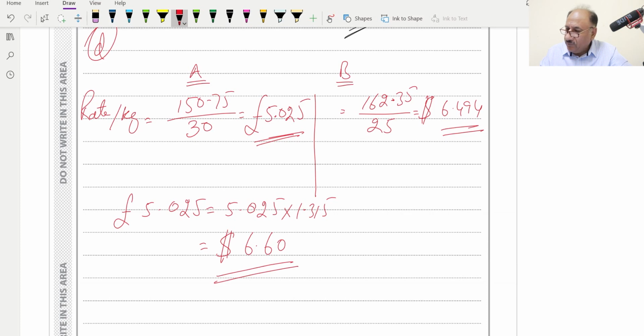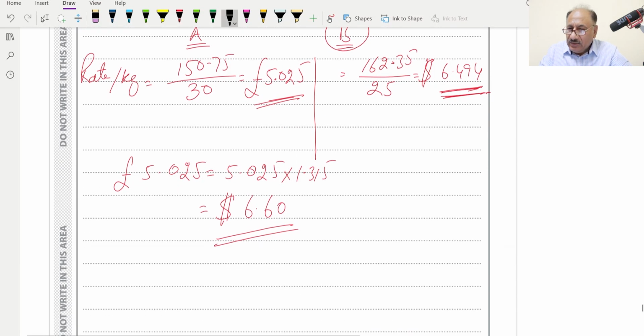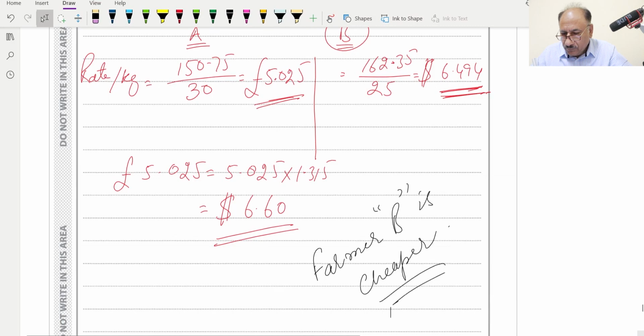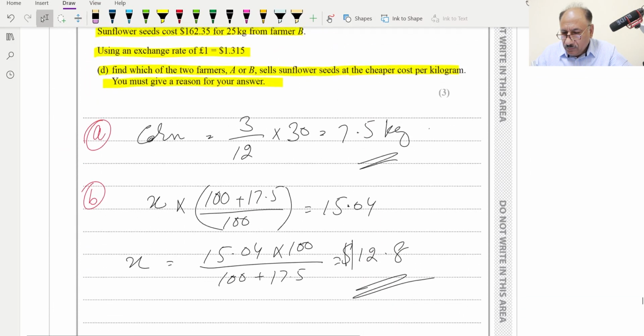This is $6.60 and this is $6.49 per kg. So this is cheaper. Basically, farmer B is cheaper. We can write here: farmer B is cheaper. This will be the answer for this part. We are done with the paper.